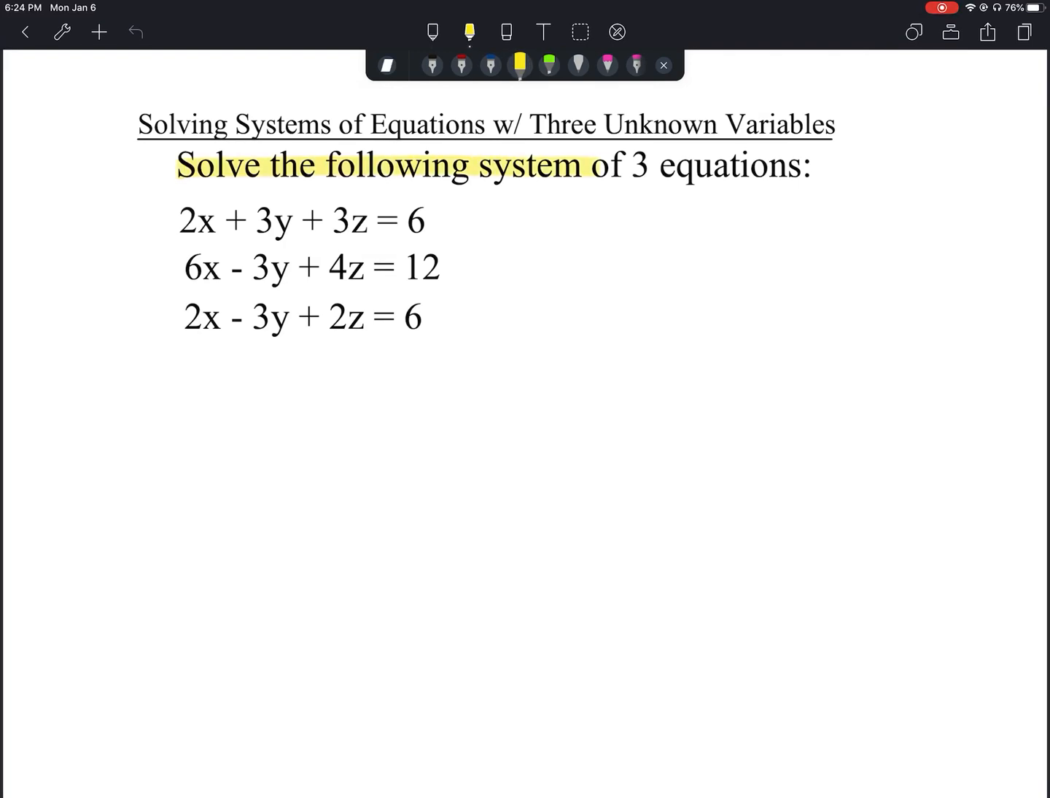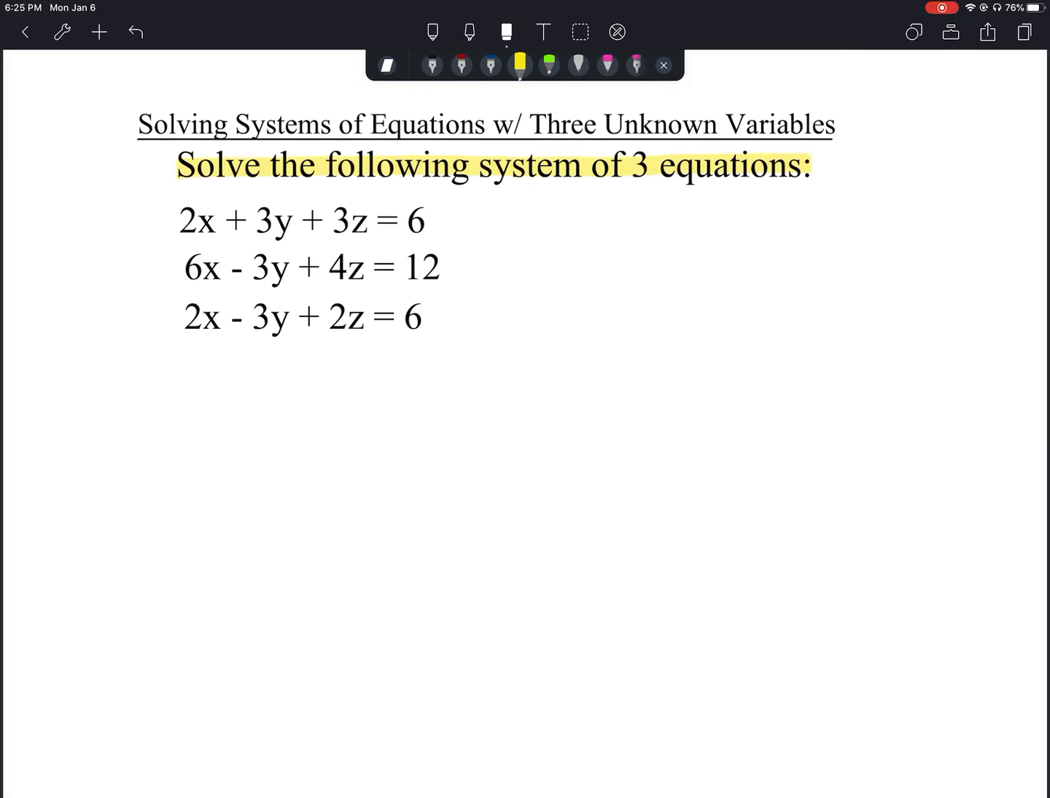All right, so directions: solve the following system of three equations. You notice here we have three variables, right? Therefore, we need three equations. That's very important to remember. Anytime you're dealing with three variables, you need three equations. Now, these are all written here with all the like terms lined up.